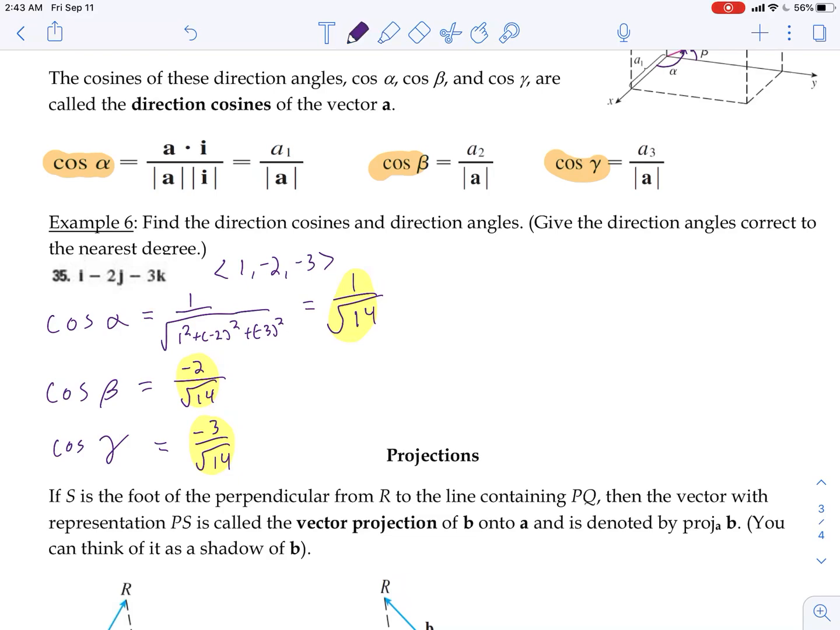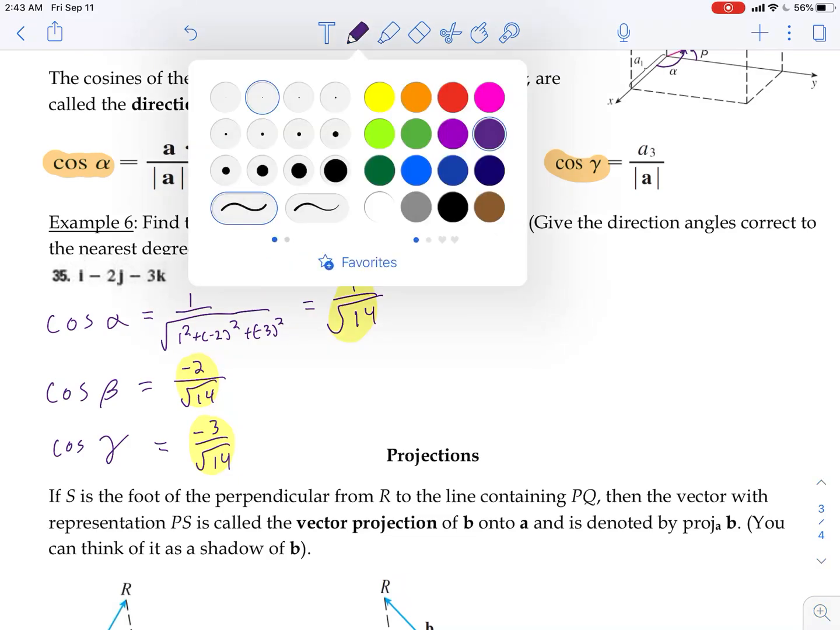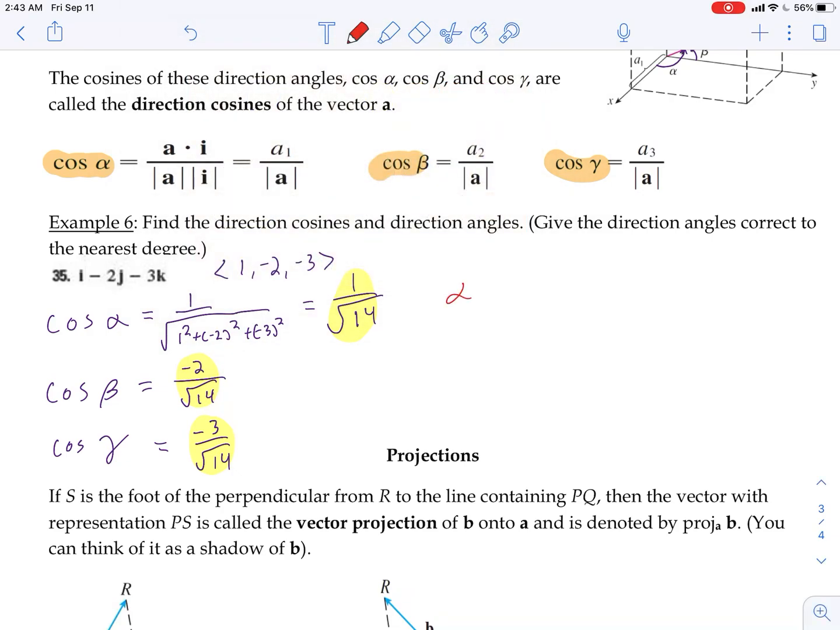Now to find the direction angles, all we're going to do, and I'll change the color of this, is define alpha. We just take the inverse cosine of our direction cosine, which is 1 over the square root of 14. We're going to do beta, and that's going to be inverse cosine of negative 2 over the square root of 14. And then we're going to do gamma, and that's going to be inverse cosine of negative 3 over square root of 14.